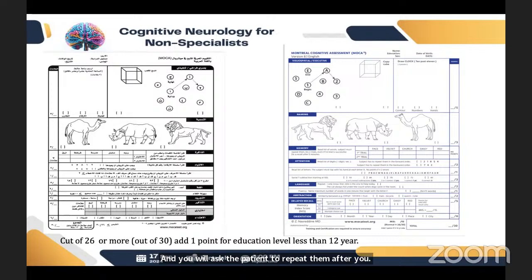And then you will move to the attention task, which is the forward digit span and the backward. You will tell the patient that now I'm going to say some numbers, and I want you to repeat them after me. And the patient will repeat them. Again, you have to be careful that when you say the numbers, you use the rate of 1 digit per second. For the backward digits, you will say the same instruction, but you will ask the patient to repeat them in backward order.